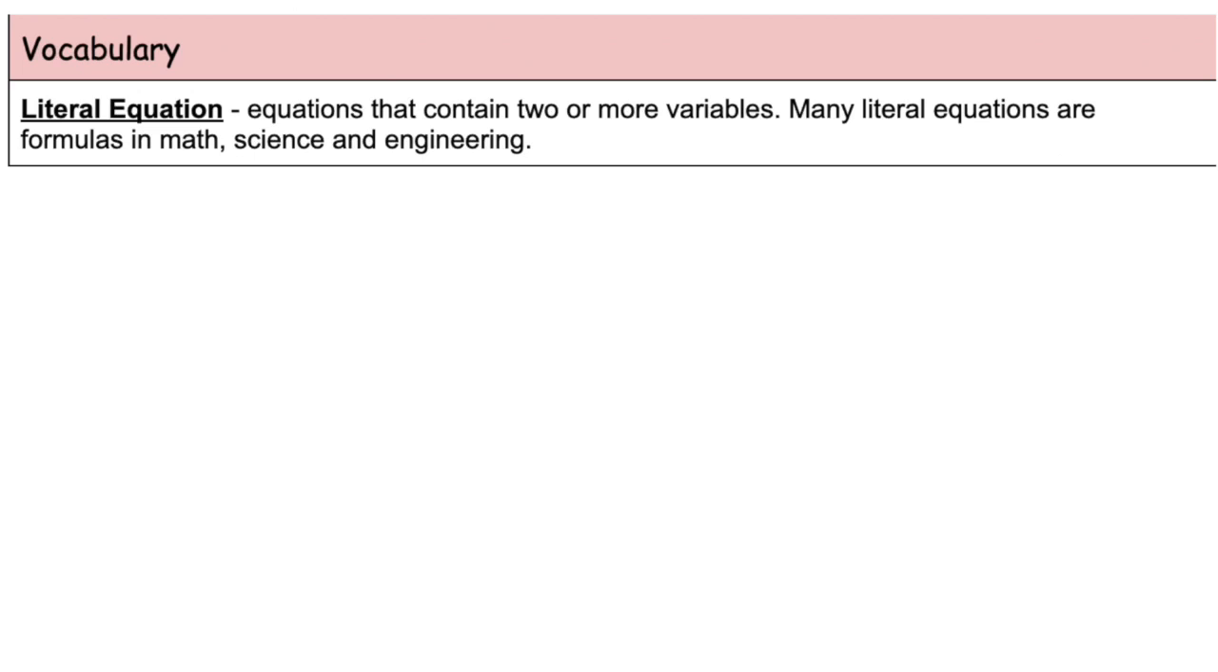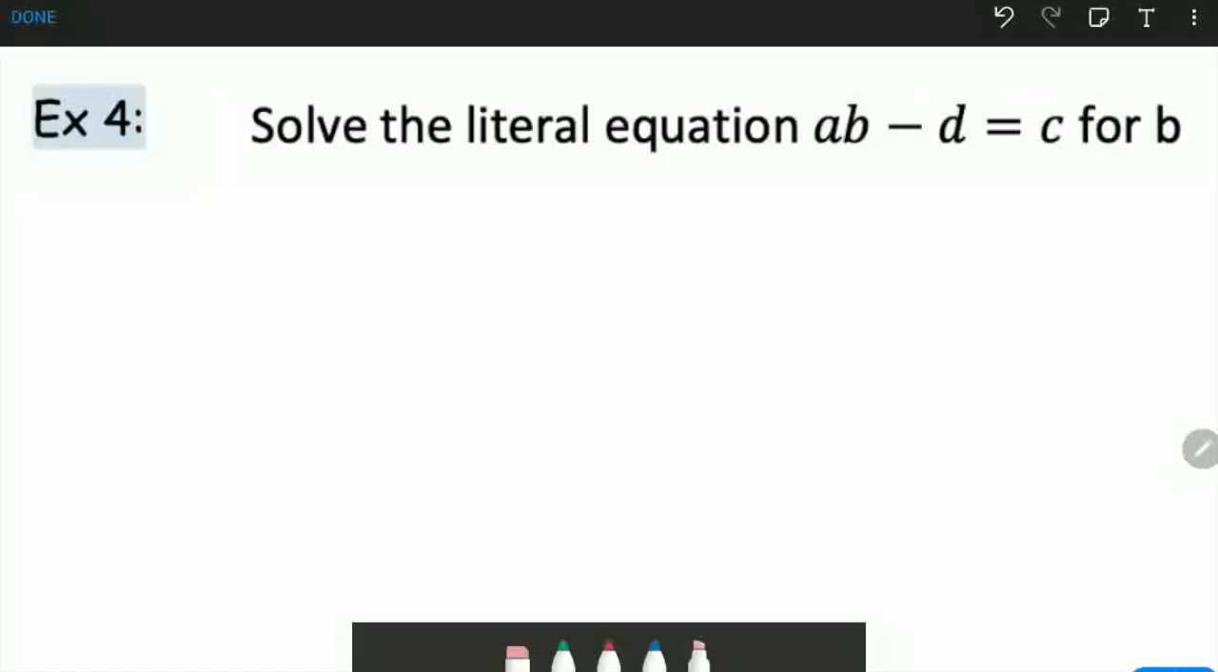So in this example, we're going to solve the literal equation ab minus d equals c. We're going to solve this equation for b. Here is where our b is. So we're going to focus on that. Now, this equation here is very similar to a two-step equation.